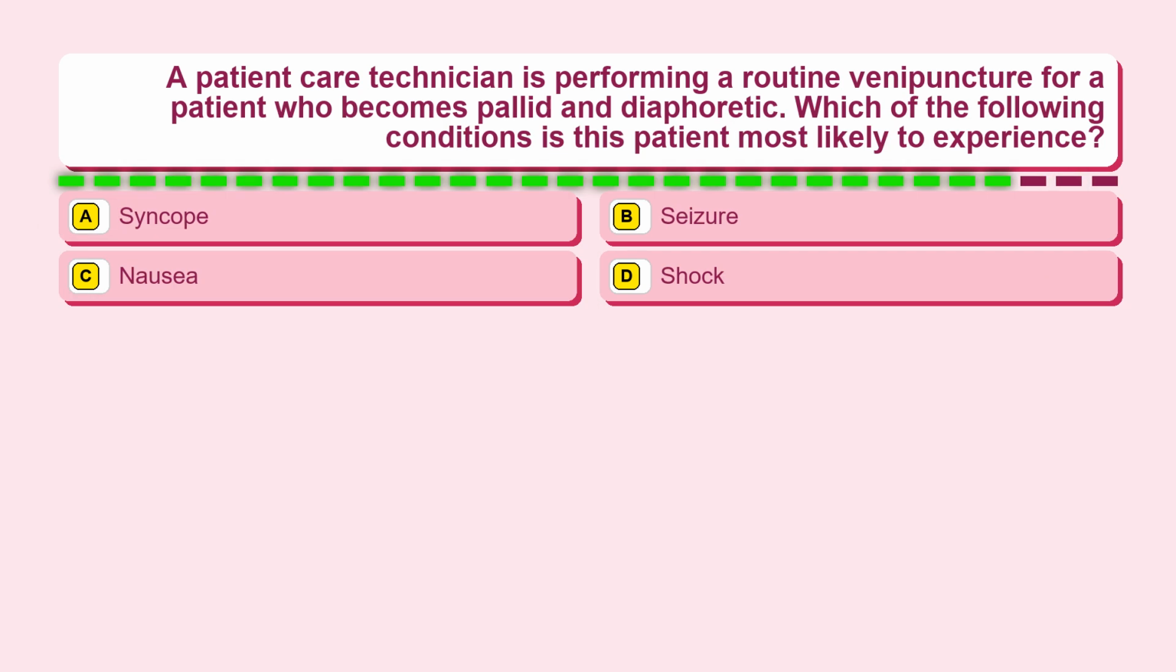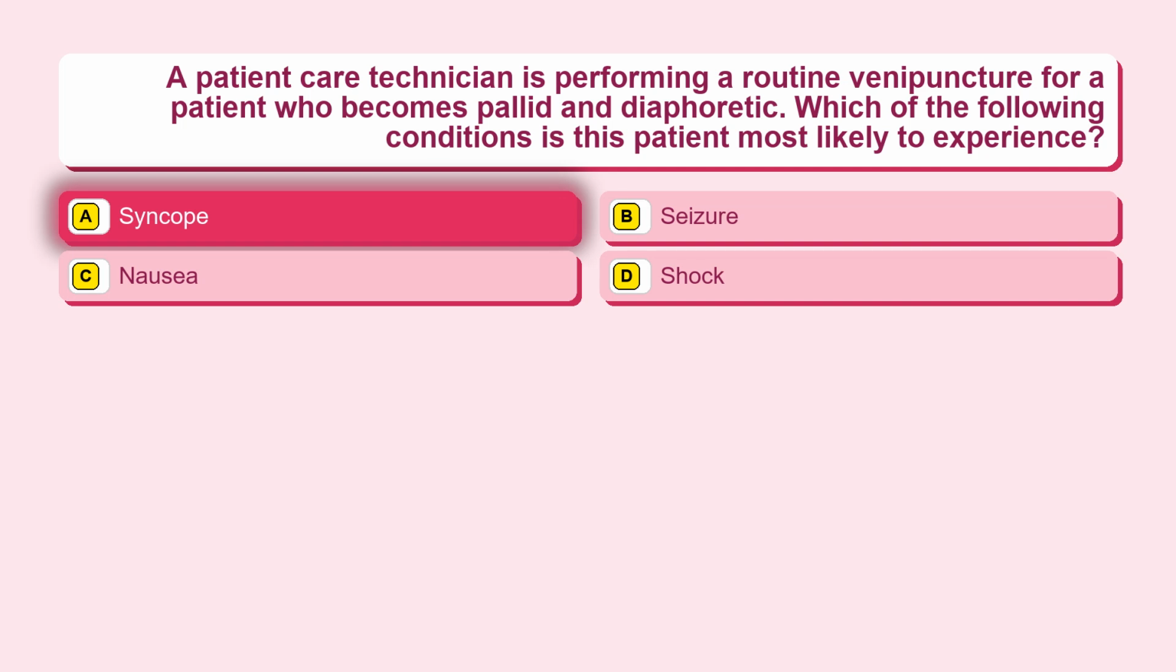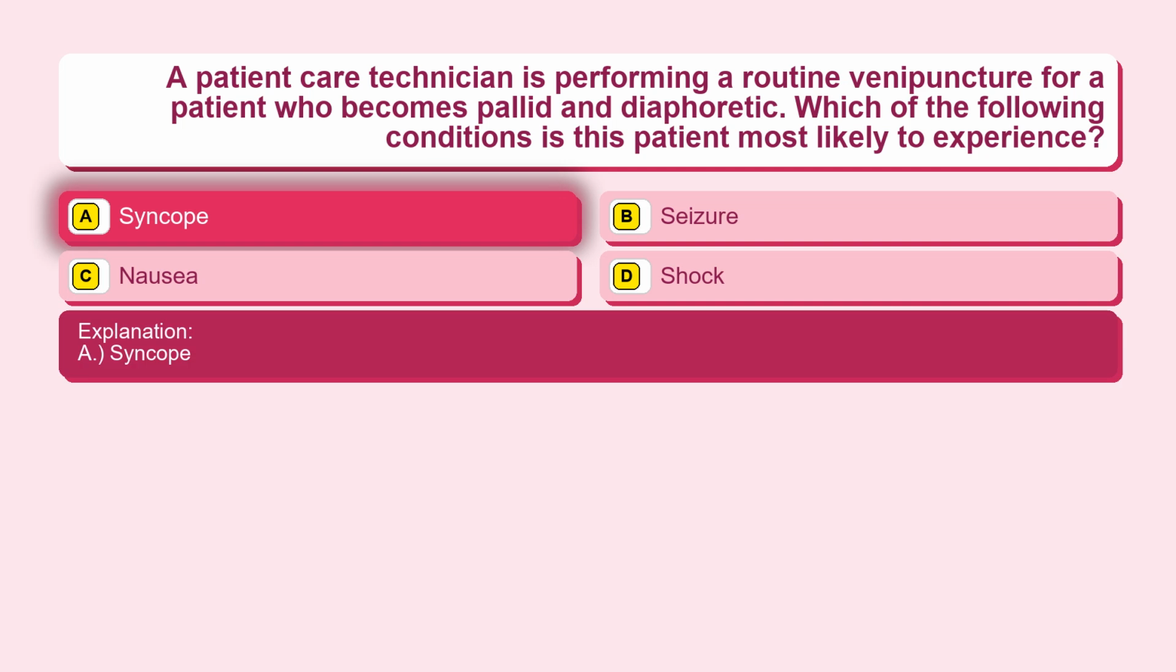Question 7. A patient care technician is performing a routine venipuncture for a patient who becomes pallid and diaphoretic. Which of the following conditions is this patient most likely to experience? Option A. Syncope. Option B. Seizure. Option C. Nausea. Option D. Shock. The correct answer is option A. Syncope.